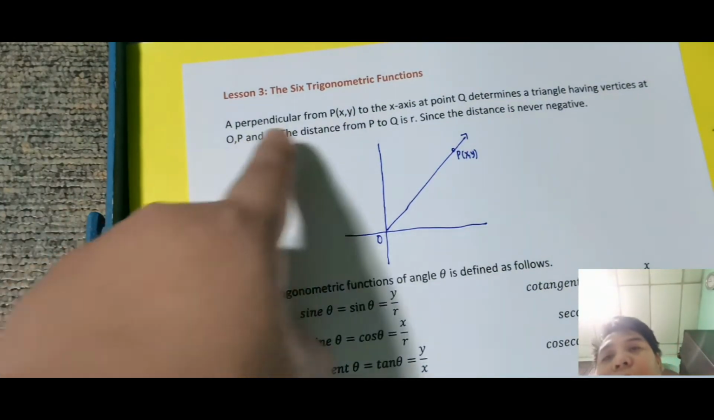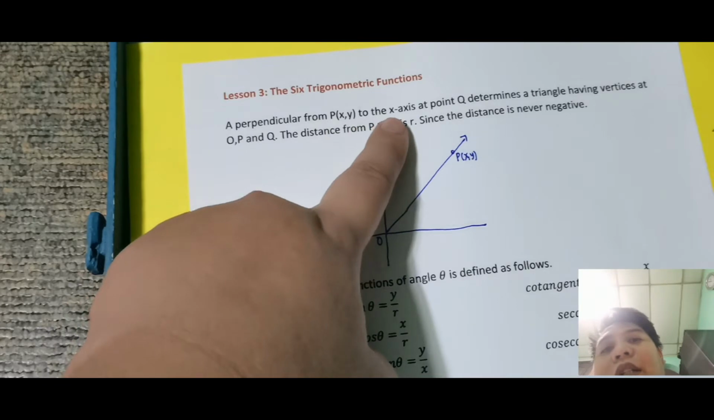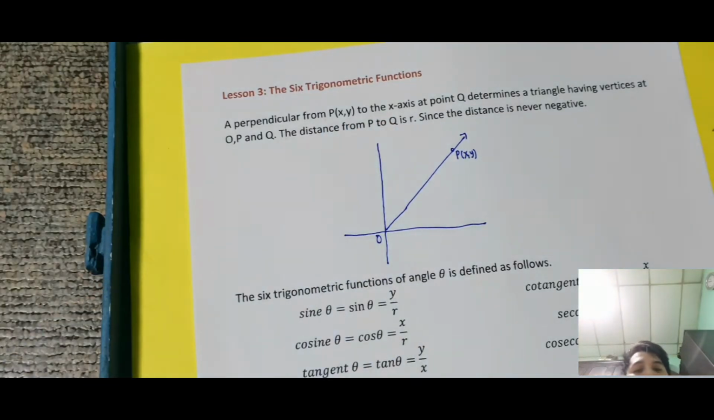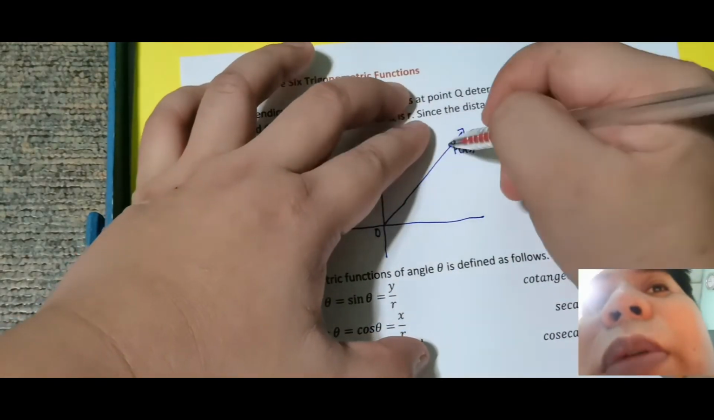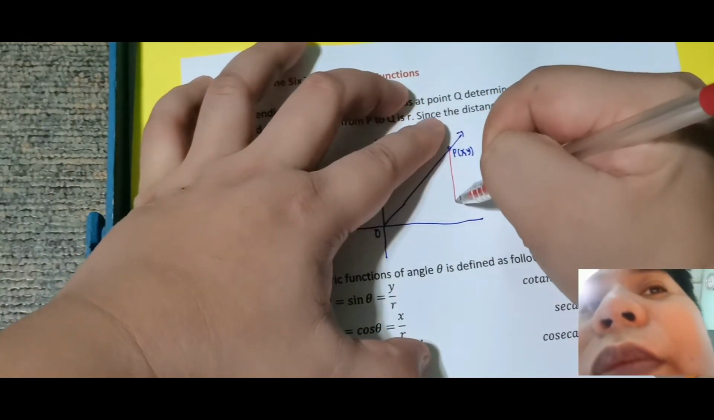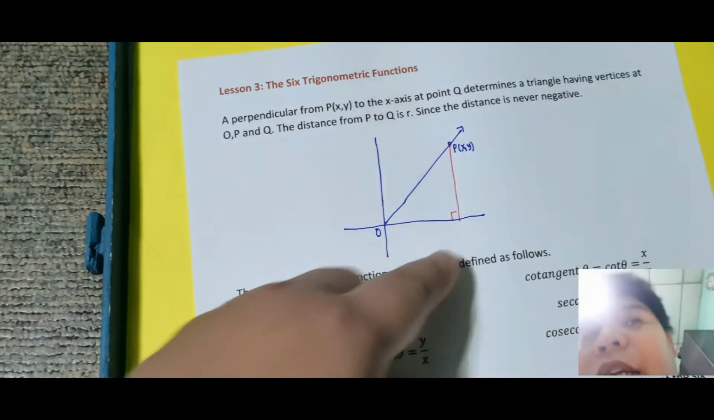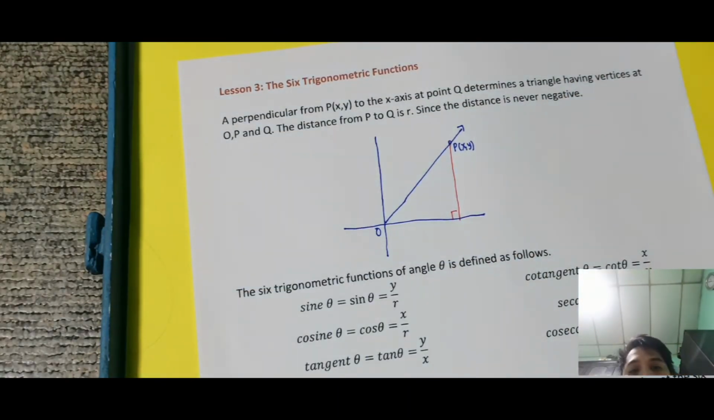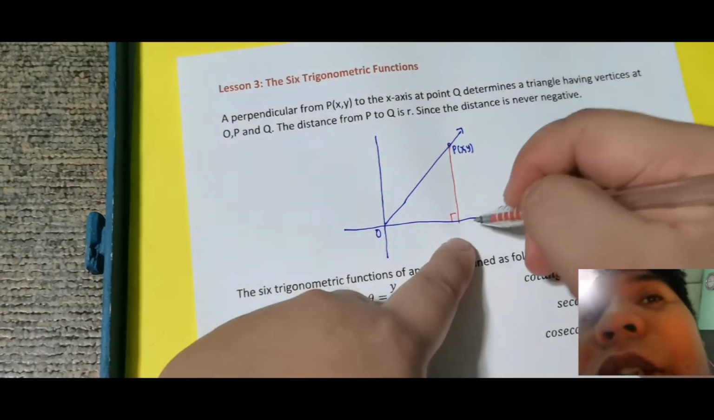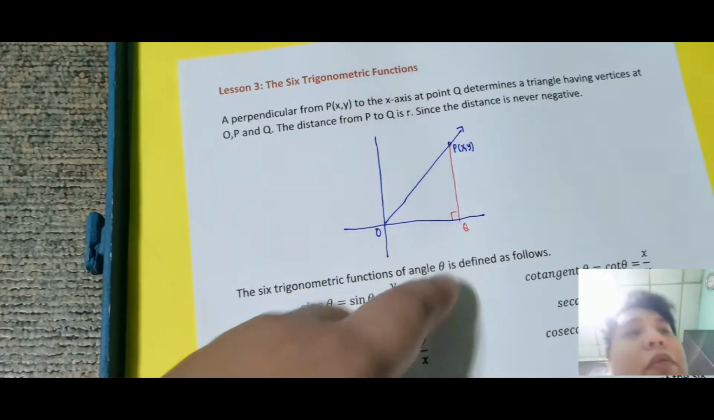Okay, so sabi a perpendicular from P of x comma y to the x-axis, perpendicular to the x-axis, so meaning magkikreate tayo somewhere ng line dito. Dito sa part na to. Okay, then makaka-form tayo lagi dyan ng right triangle. So triangle having vertices of O, P and Q. So let's say ito yung Q, point Q.